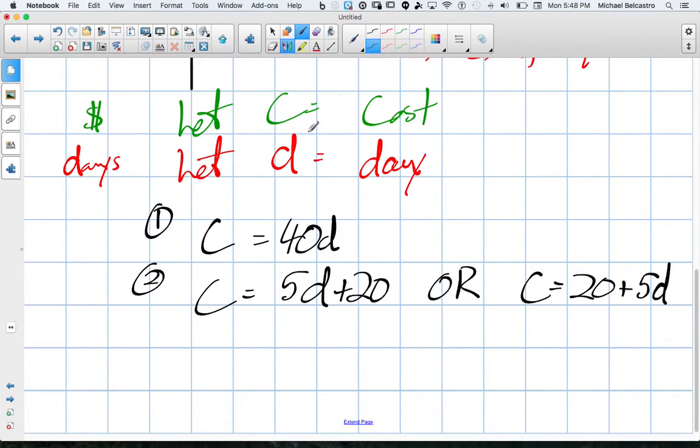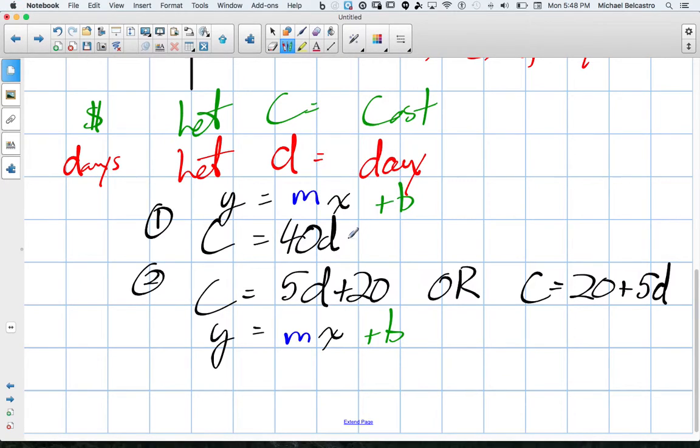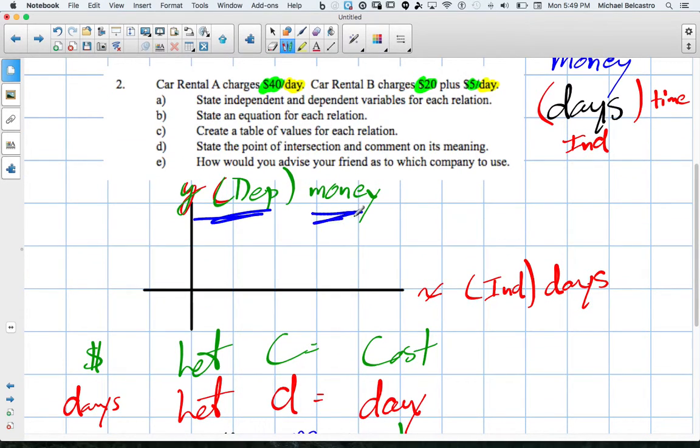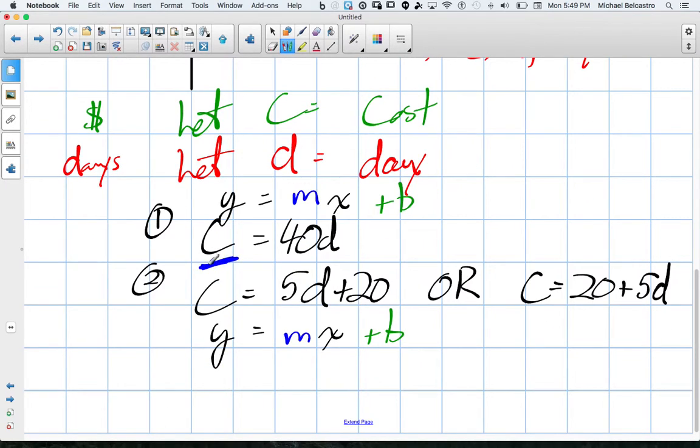When I say normal equation, I'm talking about y equals mx plus b. Let's relate these two equations to it. What represents y? We've already talked about it before. What was representing y in these equations? Money. Money was C, right? So C is equal to y, so that sets up really nicely with our equation.